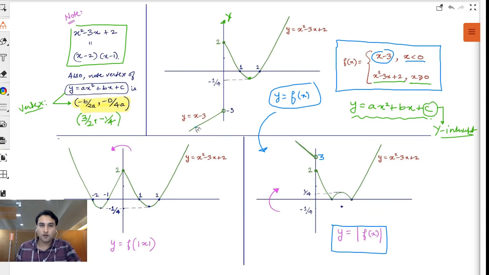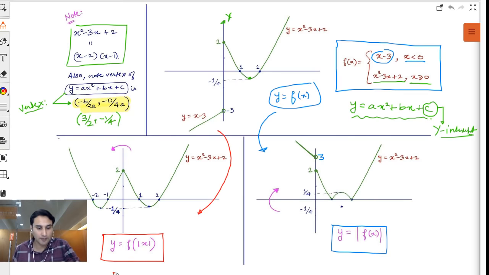Now let's look at the graph of f of mod x. What will happen? The negative portion, or the graph to the left of the y-axis, erase it. Rub it. Okay? And take a mirror image or the reflection of what was happening along the positive side of x-axis. Take a reflection of it on the negative side of x-axis. That's it. Its mirror image is made here. Right? This becomes the graph of f of mod x.